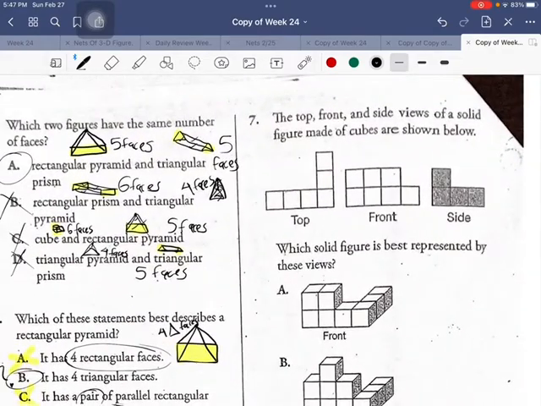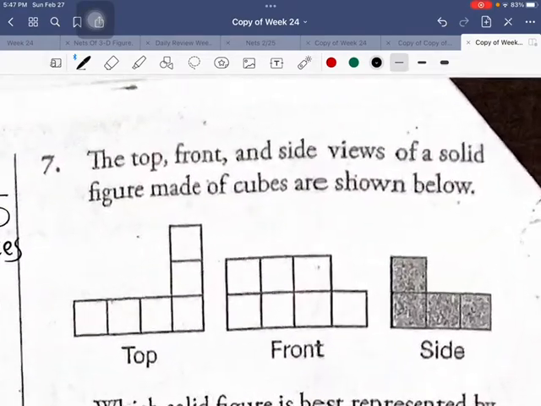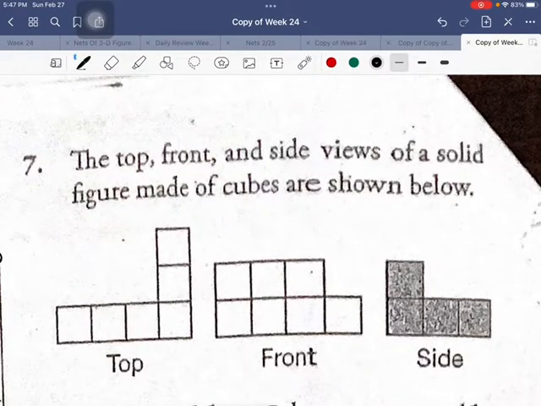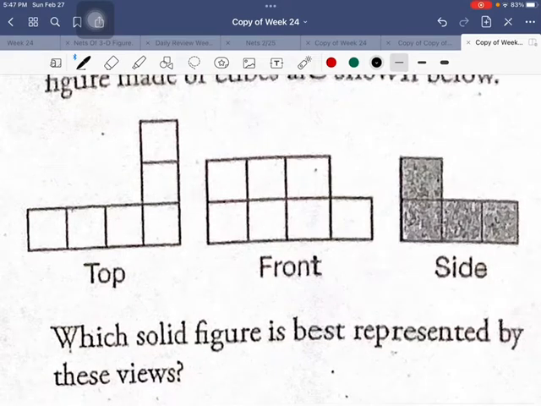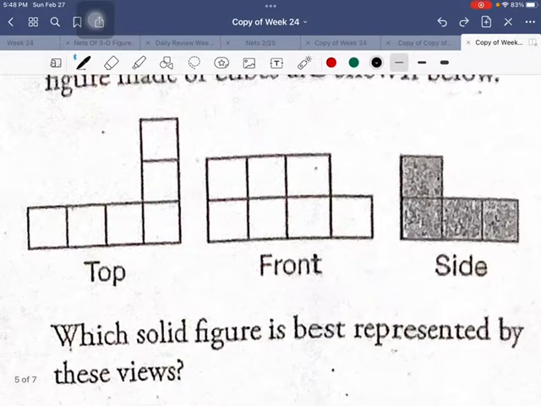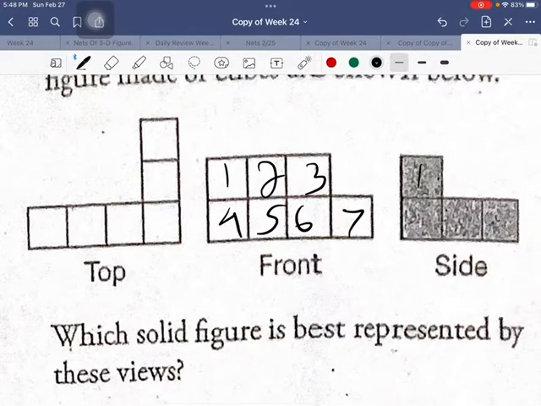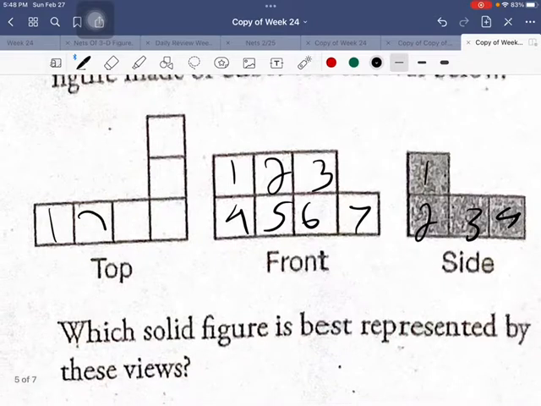Number 7. The top, front, and side views of a solid figure made of cubes are shown below. Esto es el lado. This is what should look on the side. 1, 2, 3, 4. This should look in the front. 1, 2, 3, 4, 5, 6, 7. And this should be in the back. On the top, I'm sorry. 1, 2, 3, 4, 5, 6.